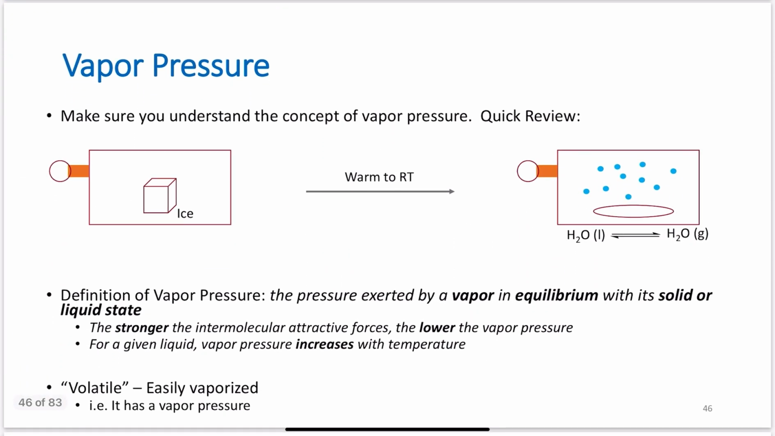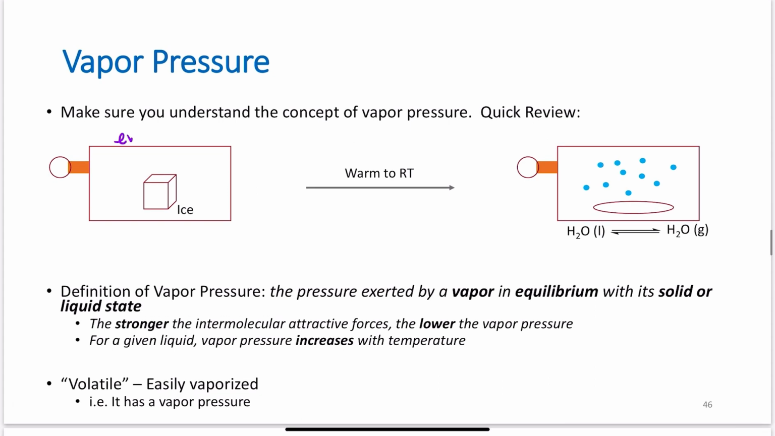So as a slight review from the previous chapter when we talked about intermolecular forces, I do need you to understand what vapor pressure is. So we're going to cover the same thought experiment we've covered before. Let's say we have a chamber that's completely evacuated. And in this chamber, I put a single block of ice. I then slowly warm this to room temperature. And what's going to happen? Well, naturally, we expect that ice to melt, right?